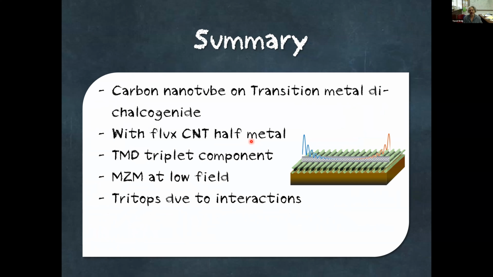I know that there are many experimentalists in the audience. I think this is an extremely interesting material to study. I didn't mention at all the possibility to rotate the orientation of the carbon nanotube with respect to the TMD. This is also interesting. You can think about some dependence on the angles. I didn't discuss that at all. So I think this is a really interesting system, and I hope that more research will follow. So thank you.